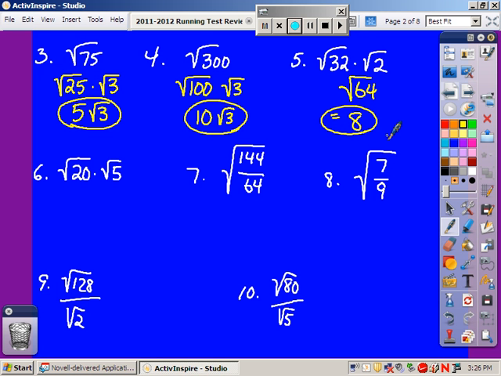And the same thing for number 6. Again, 2 square roots. The intention is to put it back to 1. Since they're both under the square root, you can multiply and use square root of 100, and that's equal to 10.